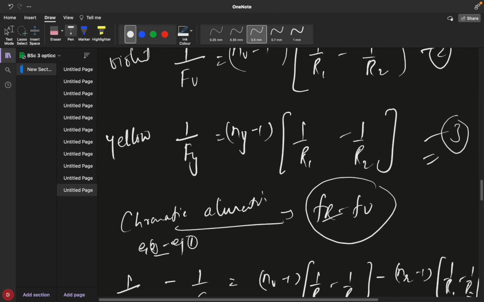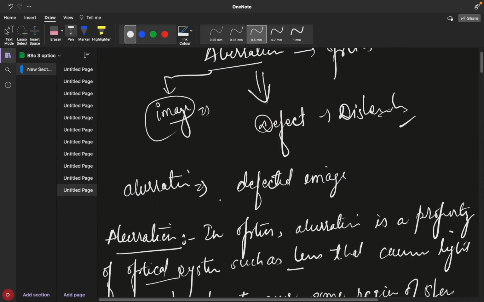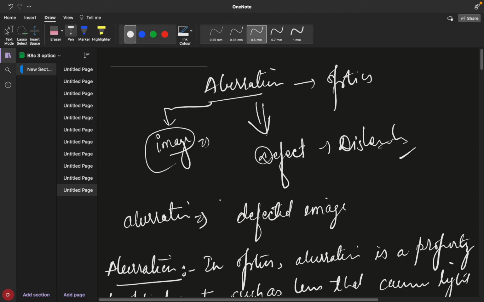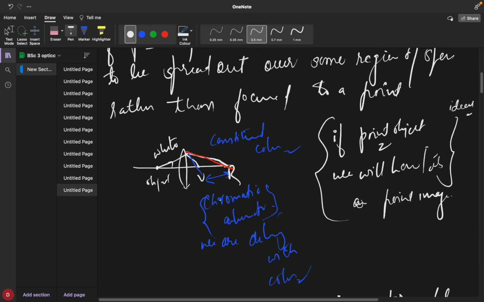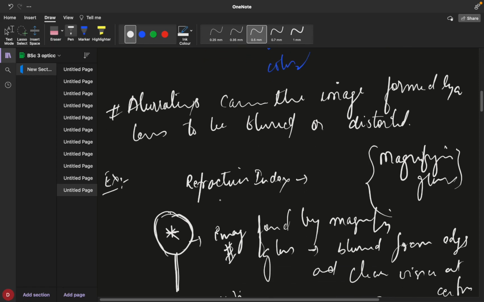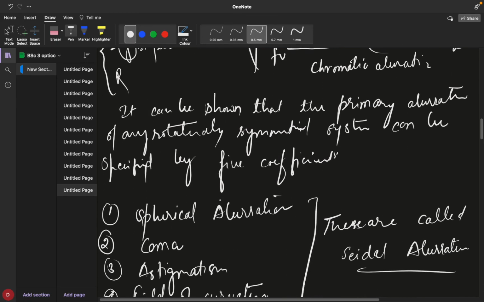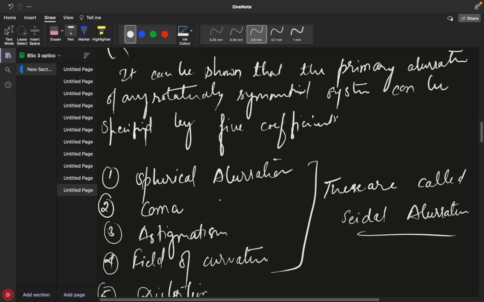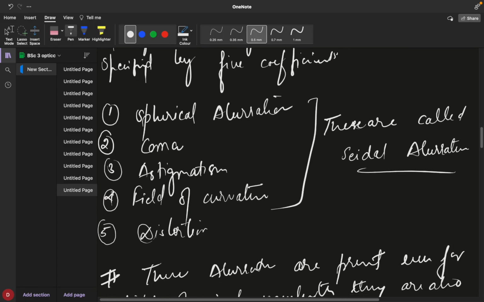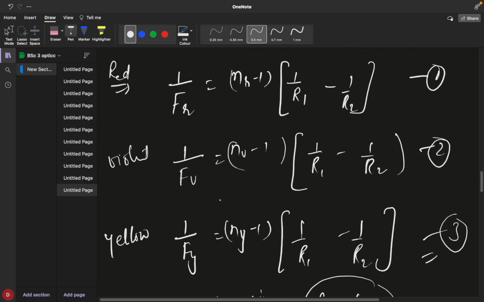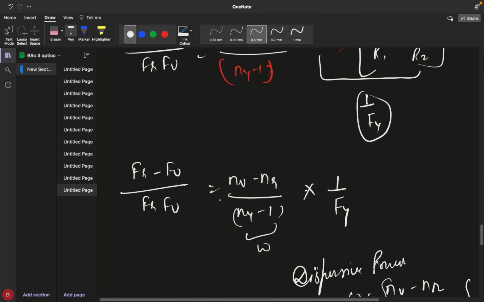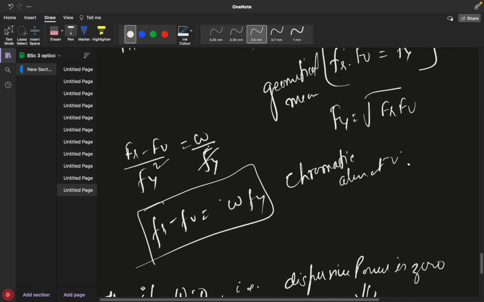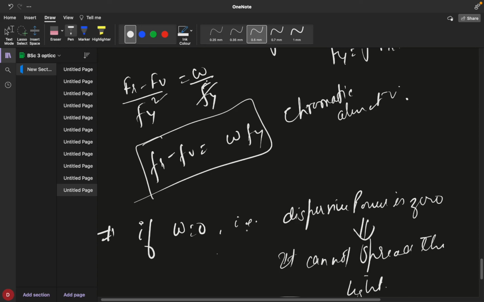In today's lecture we studied aberration. We defined aberration as nothing but a defect in the image, where we find the image blurred. We took an example of a magnifying lens, then the five coefficients for primary aberration, and then the derivation for chromatic aberration. At the last we found Fr minus Fv is omega into Fy, which is the chromatic aberration. If the dispersive power is 0, that means omega is 0, then it cannot spread the light, and there will be no chromatic aberration.